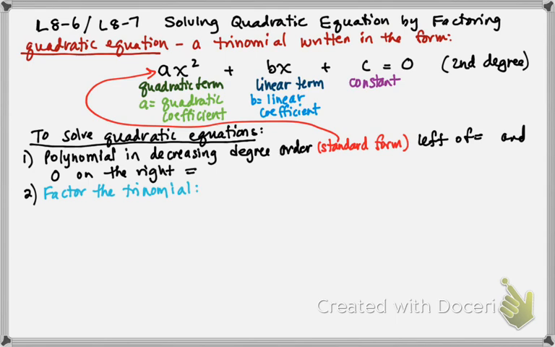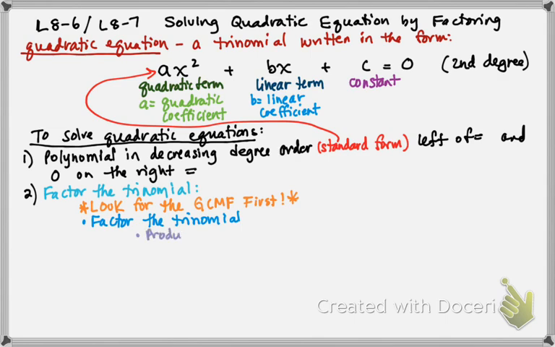And again, I don't know why, but we all forget this. Look for the GCMF first. Very important. Pull him out and then factor the trinomial. So we have two ways to factor the trinomial. And the first way is going to be the product sum game, and factoring by grouping.